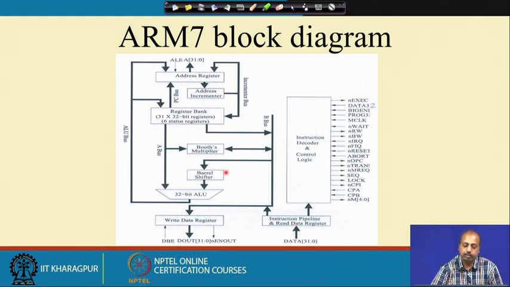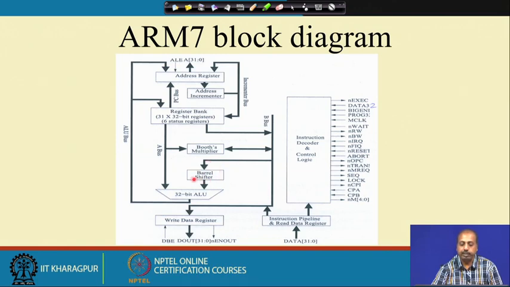And internally you see that we have a Booth multiplier for doing the multiplication operation. For the multiplication instruction, we have the Booth multiplier, so the ALU is relieved from doing that operation. We will see that the multiplication operation has also been optimized so that it takes much fewer cycles compared to normal multiplication.